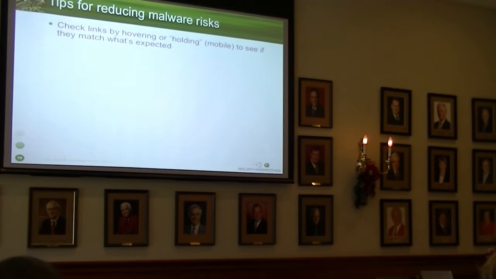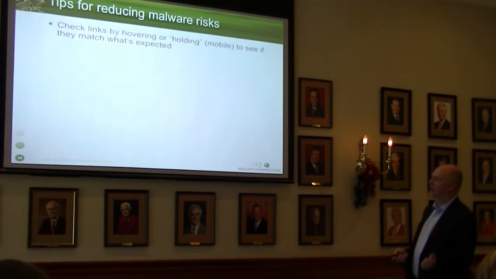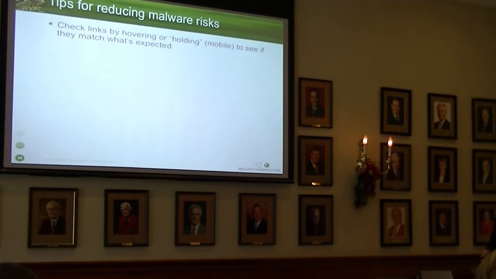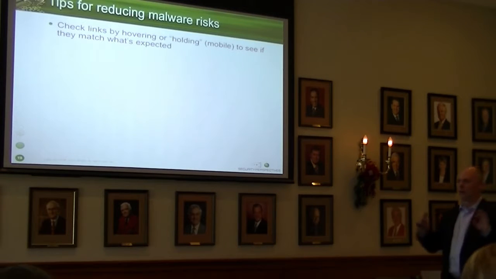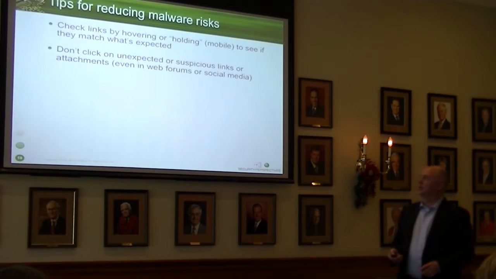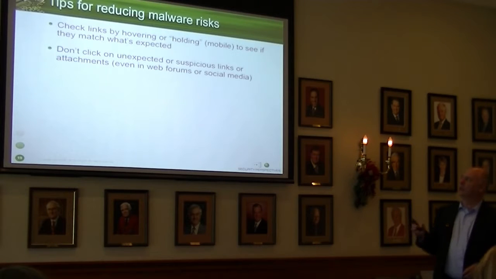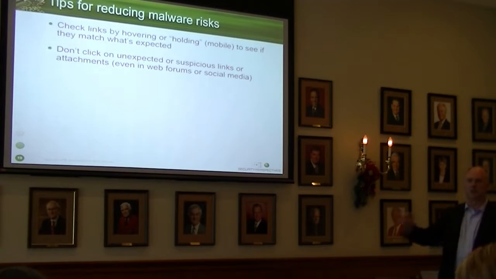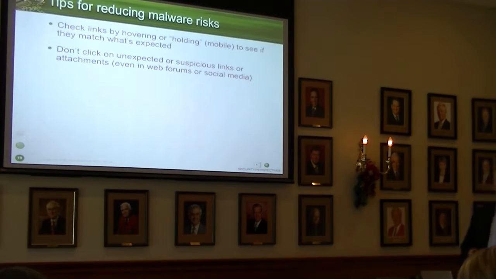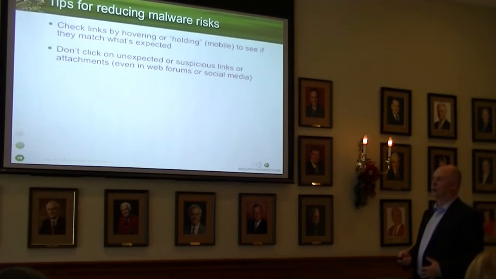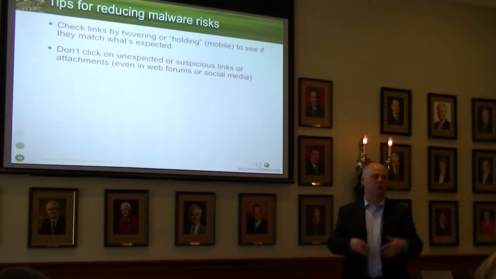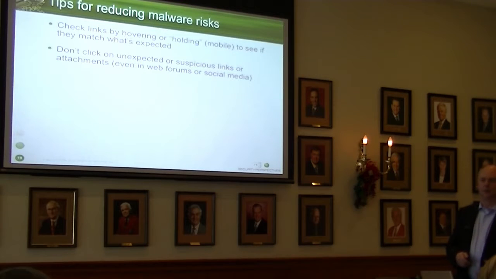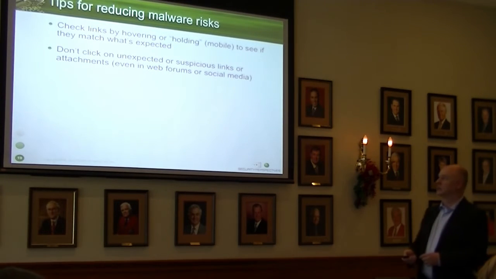So what do we do to try and reduce the risk? Number one is check those links by hovering or holding the mouse over a link and see what the actual link is that comes up, which will be the target where you're actually going to be taken. Don't click on unexpected or suspicious links or attachments, even in web forums or social media, right? So it's not just emails, it's anytime you have a link to something, it could potentially be taking you somewhere that you don't know, depending on who created that link. On social media sites, because anybody can create posts or discussion forum posts, you don't know if it's been seeded with infected sites, etc.